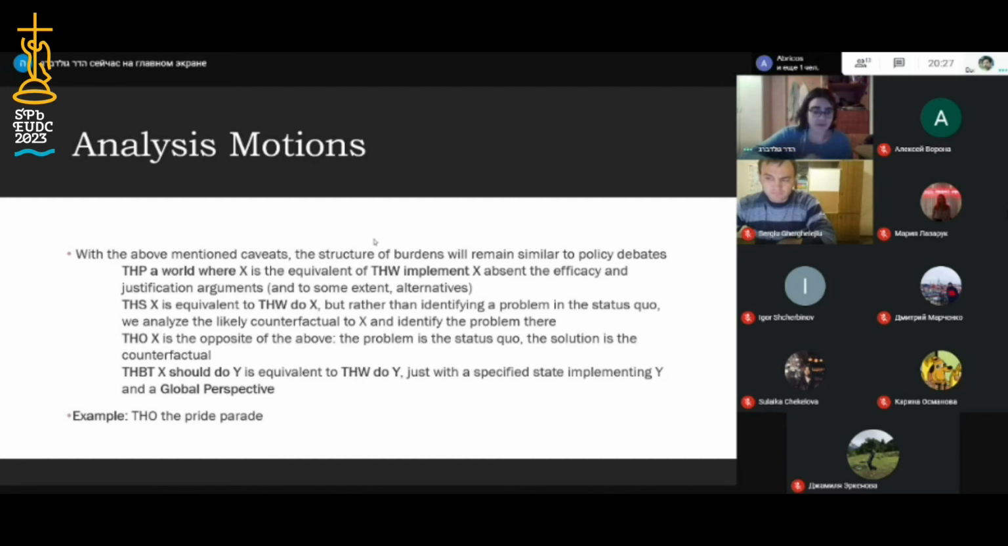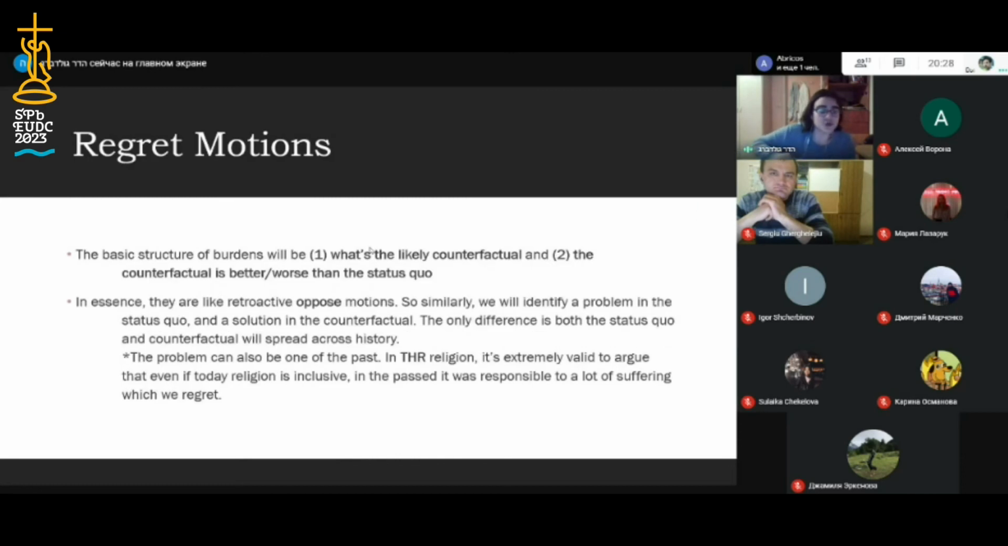All right. Are there any questions on burdens in analysis motions? These are the most complicated ones, I think, out of all motion types. So if you want to take time to ask questions on these ones, it's probably worthwhile. Okay, in which case, regret motions.